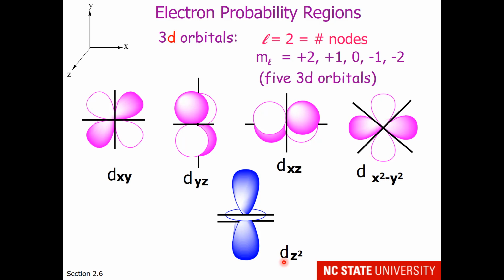The last orbital, the dz squared, is kind of like our pinched balloon with a donut around it. And I know this looks very unusual, but it does have 2 nodes, and there is experimental evidence to suggest that these are indeed the electron probability regions.